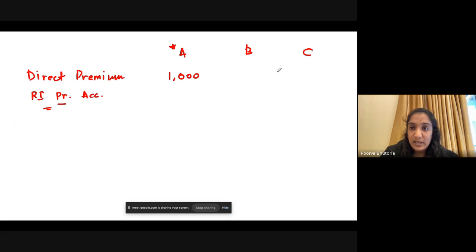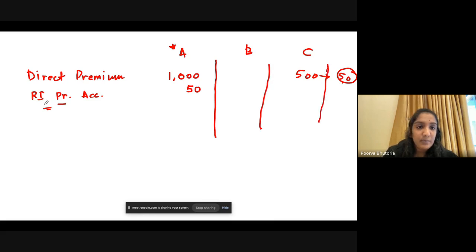Now let's say another company has written 500 rupees worth of direct premium business, out of which it wants to transfer, let's say, 50 rupees. And it has transferred that to us. So this will come down here as RI premium accepted by our company.